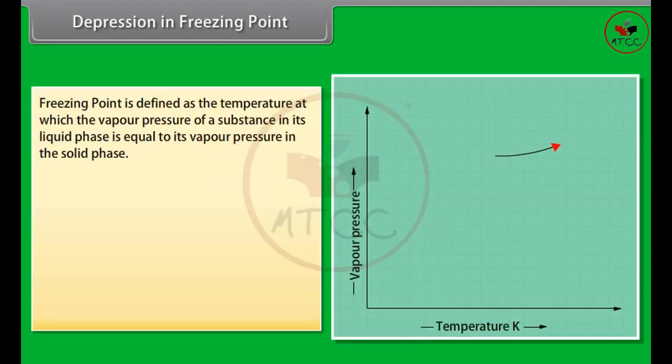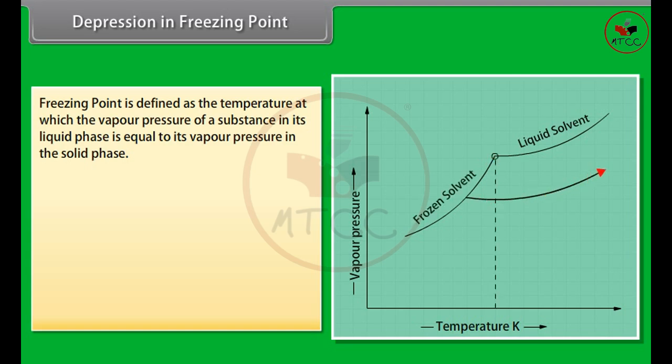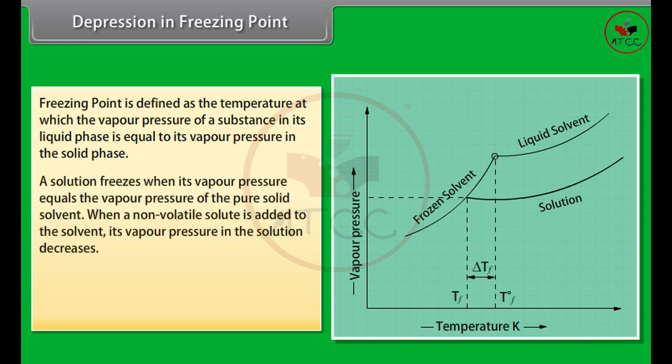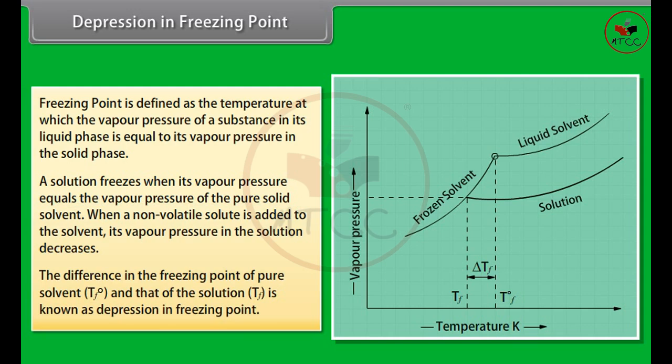Depression in freezing point. Freezing point is defined as the temperature at which the vapor pressure of a substance in its liquid phase is equal to its vapor pressure in the solid phase. A solution freezes when its vapor pressure equals the vapor pressure of the pure solid solvent. When a non-volatile solute is added to the solvent, its vapor pressure in the solution decreases. The difference in the freezing point of pure solvent and that of the solution is known as depression in freezing point.